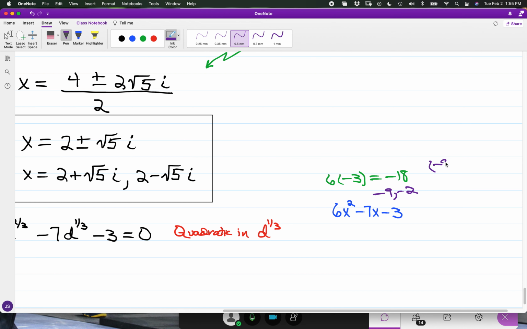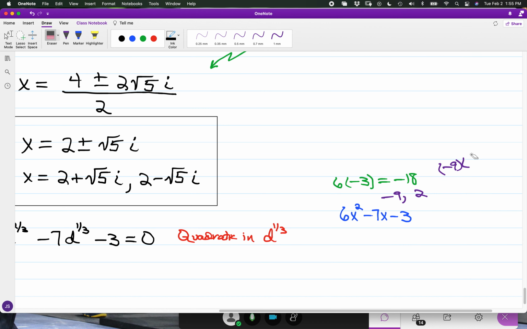Make that negative 9 and positive 2. Negative 9 times positive 2 is negative 18. I was saying positive 18 for some reason. And negative 9 plus 2 is equal to negative 7.